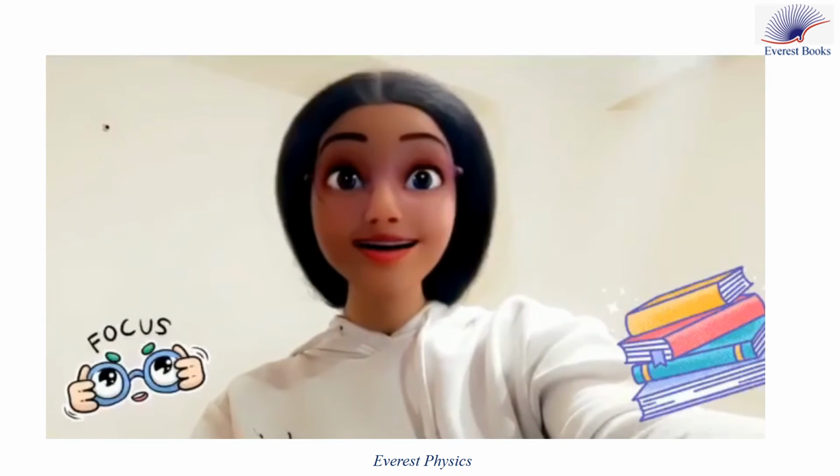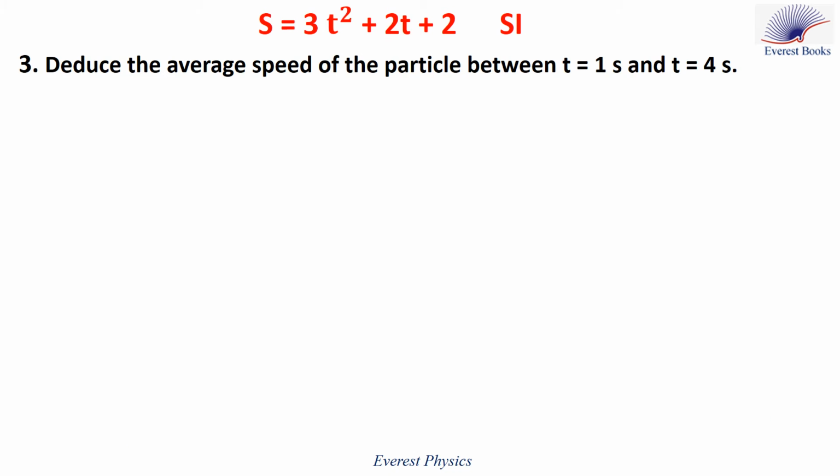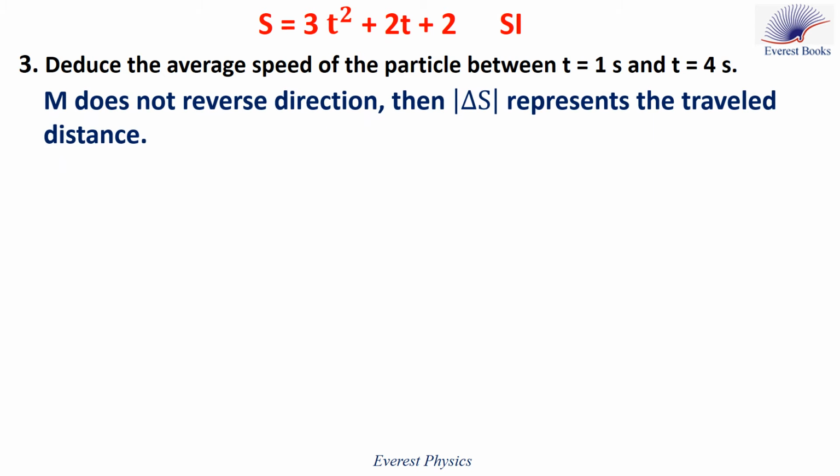Focus, please. This is important. Let's move to part 3. Deduce the average speed of the particle between time 1 second and time 4 seconds. As we have seen in the previous slide, M does not reverse direction. Then the absolute value of delta s represents the traveled distance.